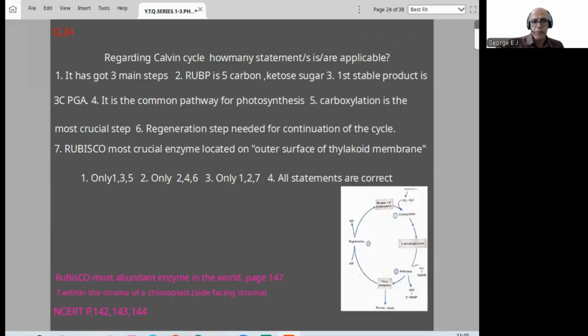Rubisco, the most crucial enzyme, is located on the outer surface of the thylakoid membrane. So all statements are correct, and some expansions are given there. Rubisco is the most abundant enzyme in the world. Page number 147, within the stroma of a chloroplast, side facing stroma, 7th point, explained. So option wise, it is 4.